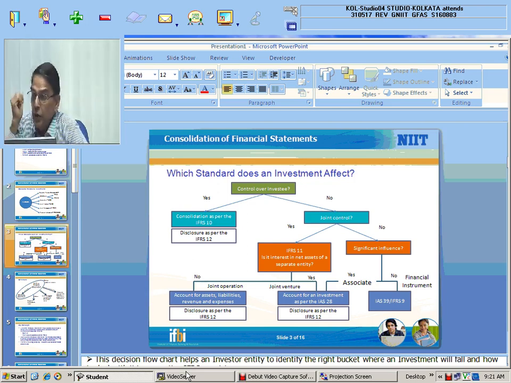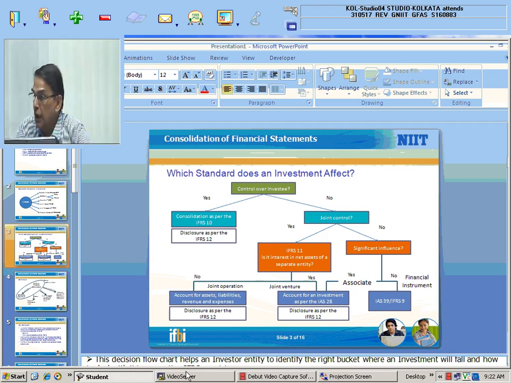If it is not joint control, but still the investing company doesn't have control over the investee, then we ask whether there is significant influence over the investee, not control. If the answer is yes, this will be treated as an investment in an associate, and it will be accounted for as per IAS 28, and disclosure will be as per IFRS 12. If there is no significant influence, then the treatment will be under IAS 39 or IFRS 9, as the investment will be considered a financial instrument, and the accounting treatment will be as per IAS 39 or IFRS 9.